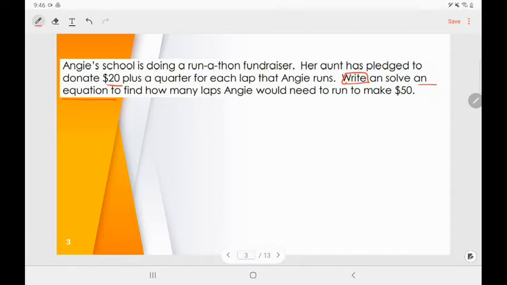Notice as I'm reading this, the information that I have. $20 is a starting value. She gets $20 no matter what. And then it says a quarter for each. Remember, there's my repeated added value. So this right here is my rate of change. So this is my starting value, and this is my rate of change. So I have that first case, and if this is my starting value, this is my y-intercept, and this is my m.